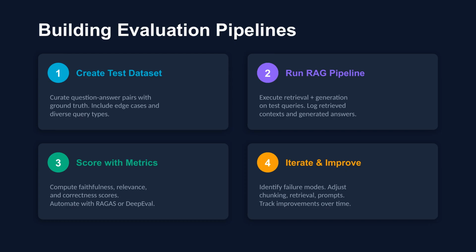Building an eval pipeline has 4 steps. Step 1. Create a test dataset. Curate question-answer pairs with ground truth. Include edge cases. Step 2. Run your RAG pipeline on those test queries. Log the retrieved contexts and generated answers.